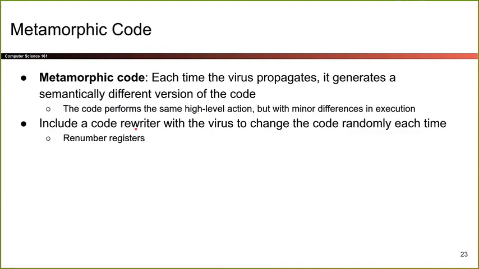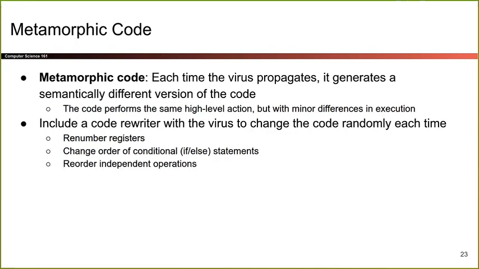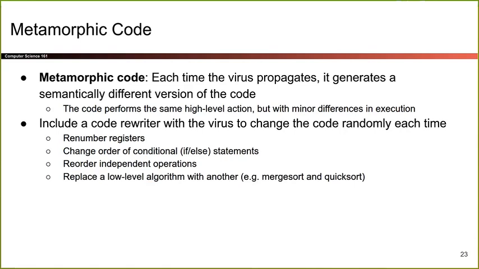So one thing you can do, if you remember x86 or RISC-V, those use registers and they store information in registers. So you can renumber the registers. Instead of storing my temporary variable in T0 or X0, I'm going to store it in X1 or T1. So I can change where the virus is storing information. I can change if-else statements. So instead of having the if case run first, I'll let the else case run first. I could reorder operations. I could change algorithms. So instead of using merge sort, I'm going to use quicksort this time. These will all cause the code to look a little bit different.